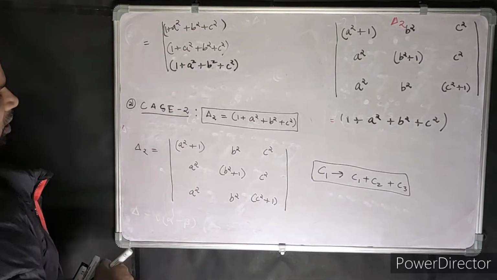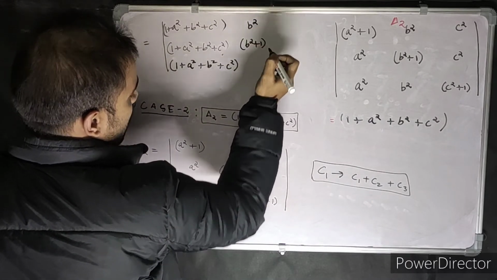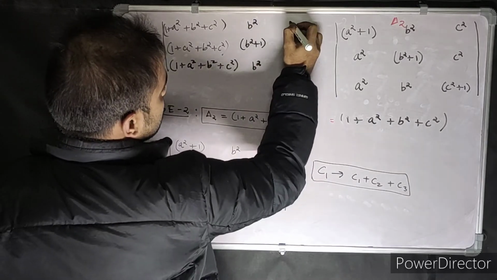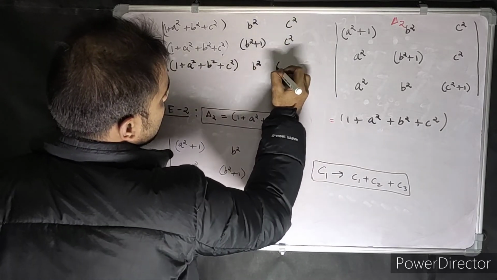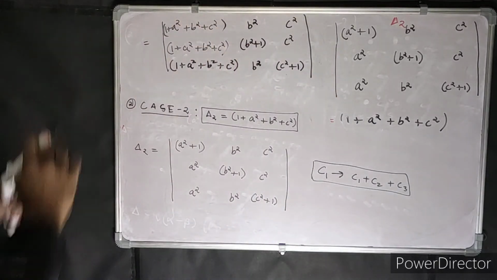What is copied? This is b square. This is b square. This is b square plus 1. This is again b square. Okay. This is c square. This is c square. And this is c square plus 1. Everything else is copied. Now what is your next step?